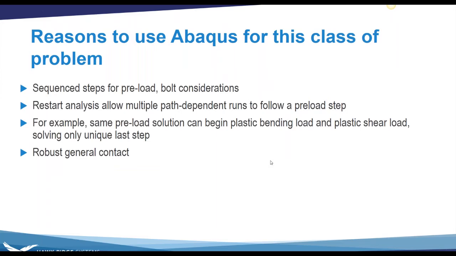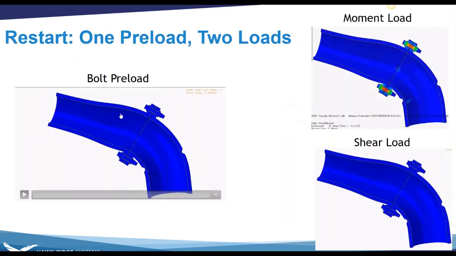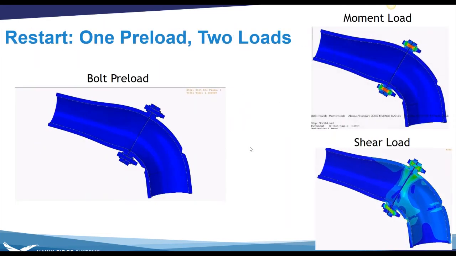The reason we wanted to use Abaqus for this class of problem is that it's key that we can sequence the steps of the analysis. The first step is the bolt preload, and then the second is locking the bolt at that strain to do the additional calculations.